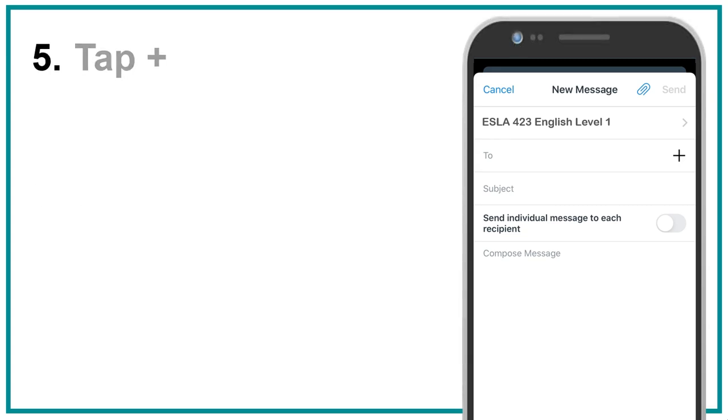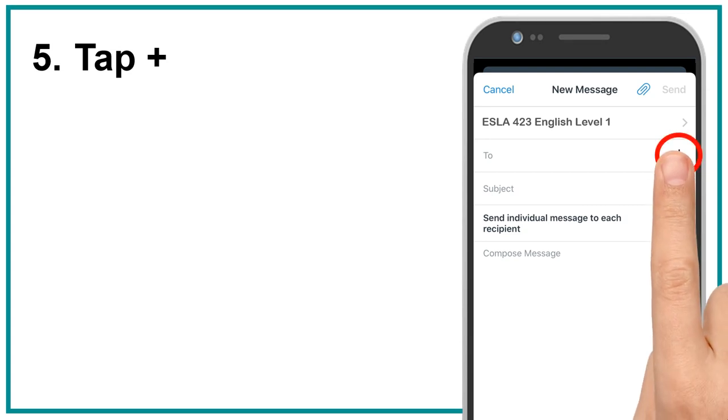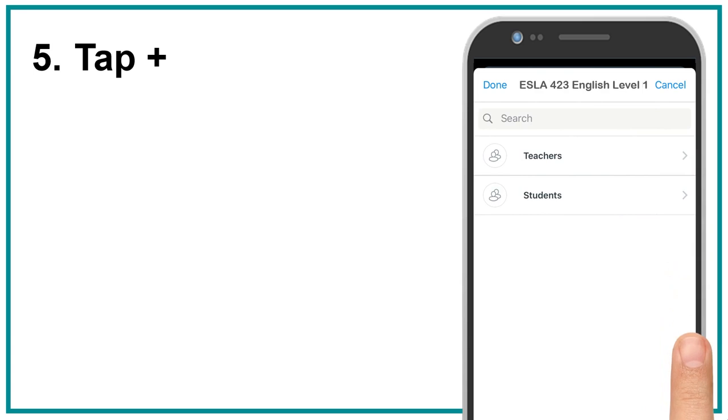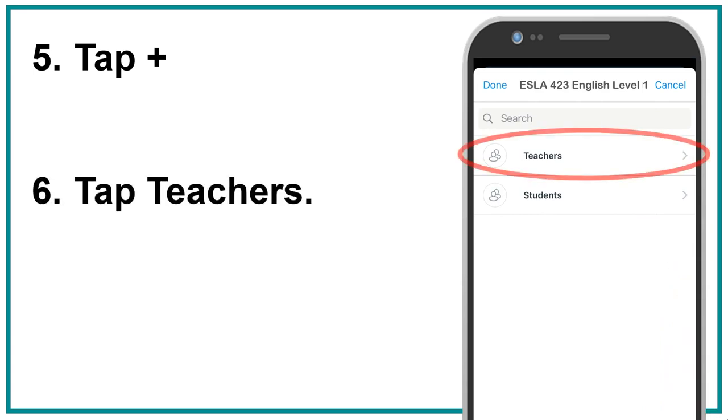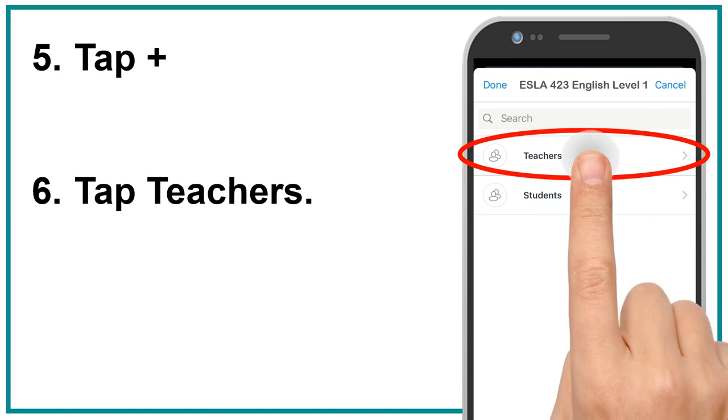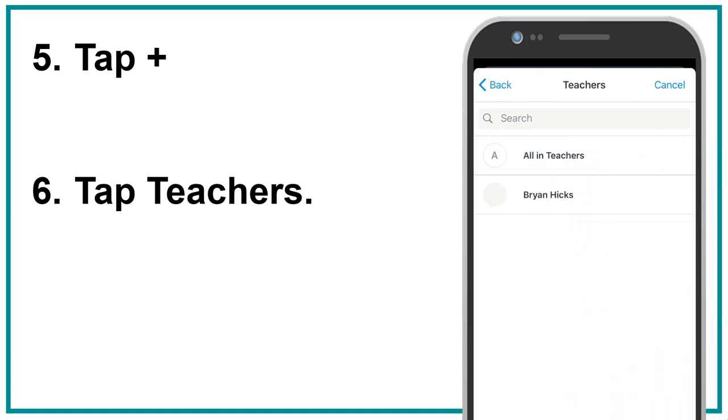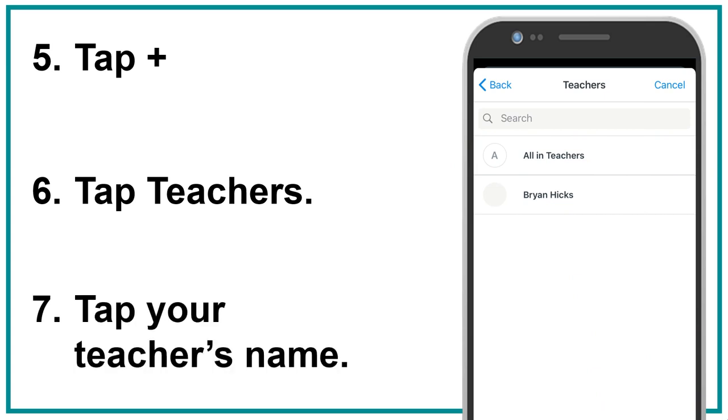Five, tap the plus sign. Six, tap teachers. Seven, tap your teacher's name.